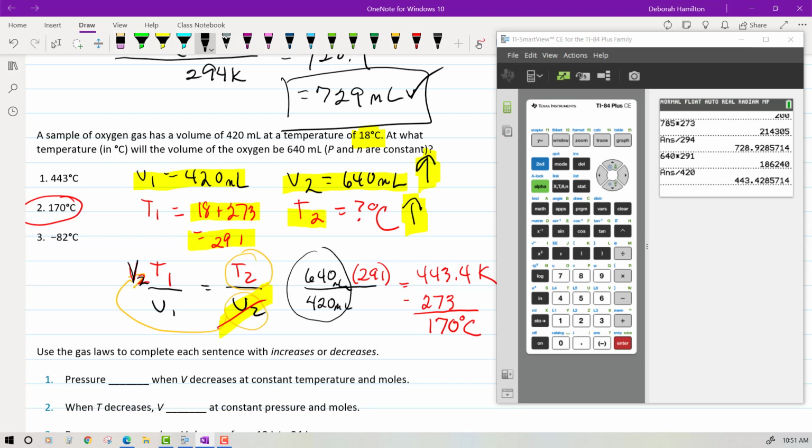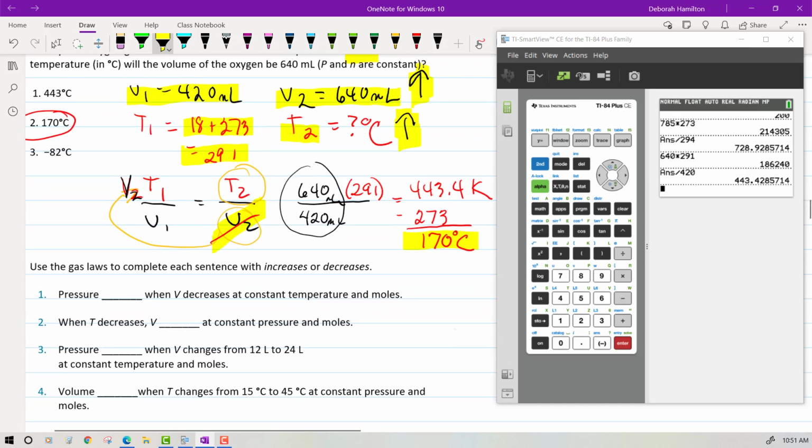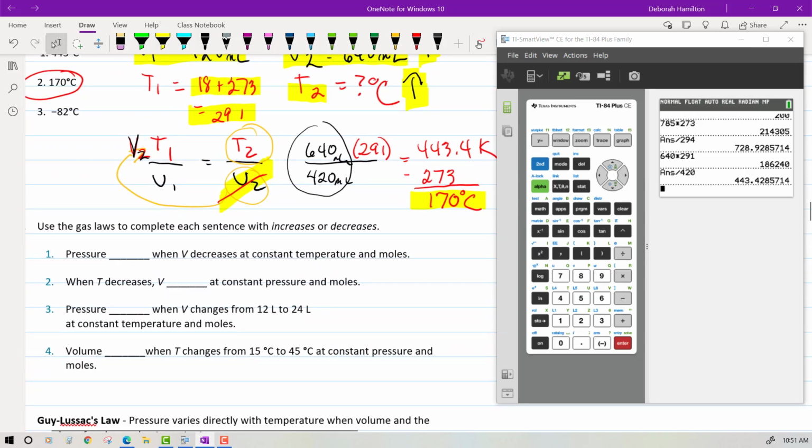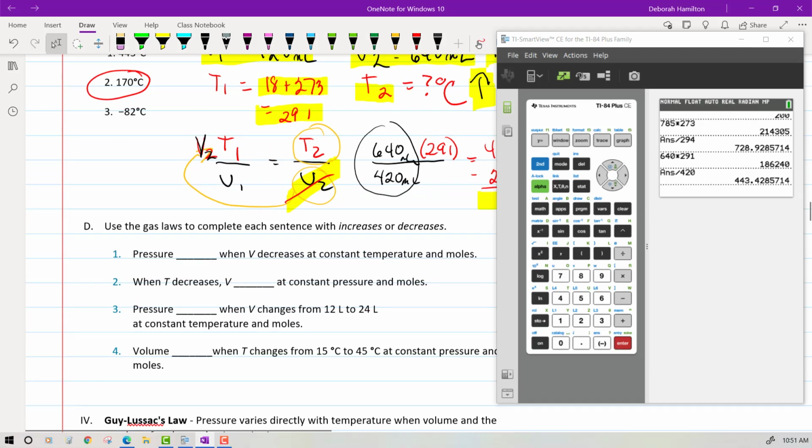I can see from the relationship here that 640 over 420 is much greater than 1, so the Kelvin temperature will go up, and it does go up to 443.4. I always keep one more decimal place than my significant figures. I'm subtracting 273 from that, and my final answer is 170 degrees Celsius. And did the temperature go up? Yes, the Celsius temperature started out at 18, and now it's 170, almost a tenfold increase in temperature. But that's on the Celsius scale. It's only a little less than doubling on the Kelvin scale.